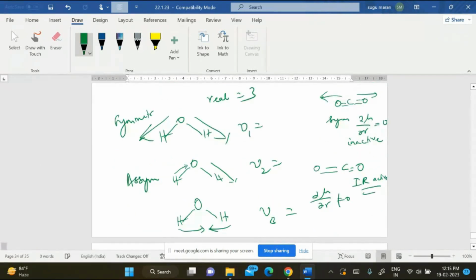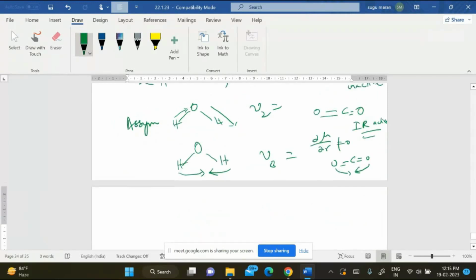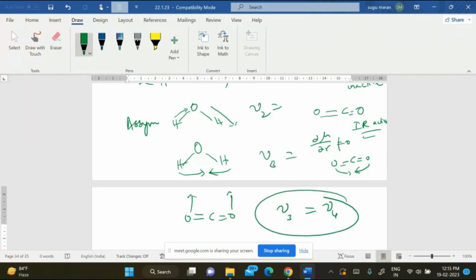And as I said earlier, for the C=C, this is one bending, and likewise the other bending will be this upward bending. So these two bendings, C3 equal to C4, will both have the same frequency, so you get only one fundamental band. So this is what is there.